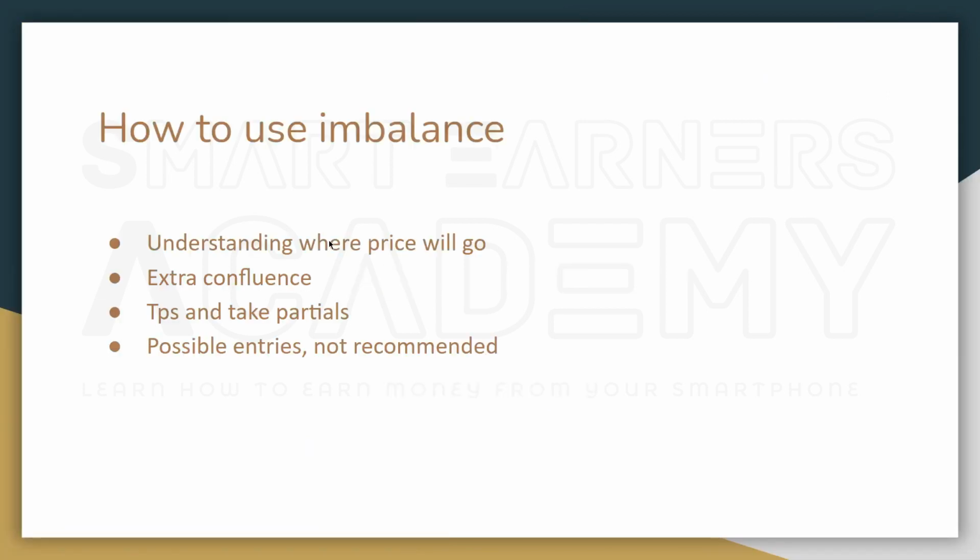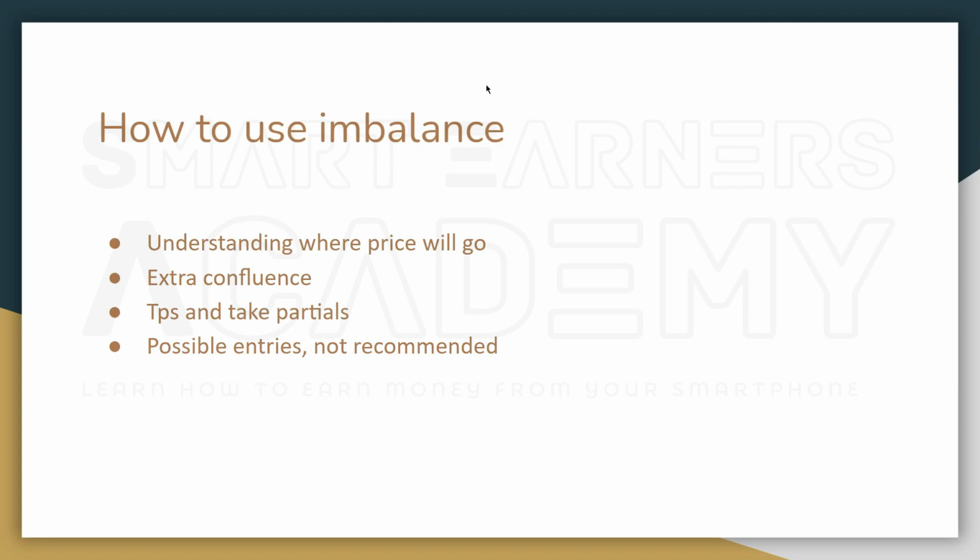First of all, we can use imbalances to understand where price will eventually go, right? Because we know imbalances always have to be filled out. So by understanding where an imbalance is, we can use that as an indication of where price will want to go next. Now, this can then eventually be used as extra confluence, right?